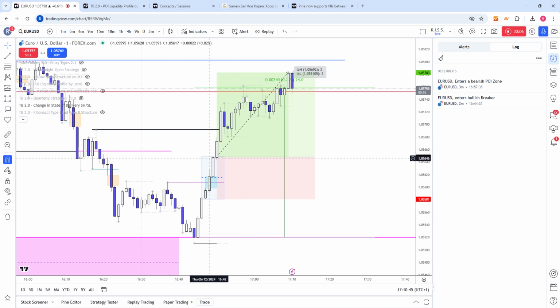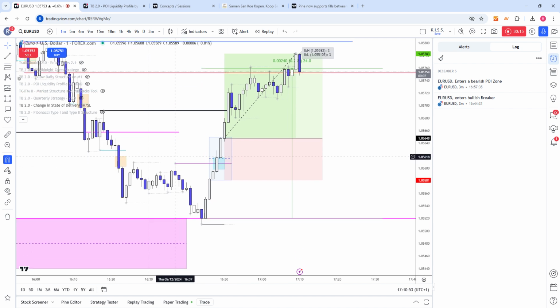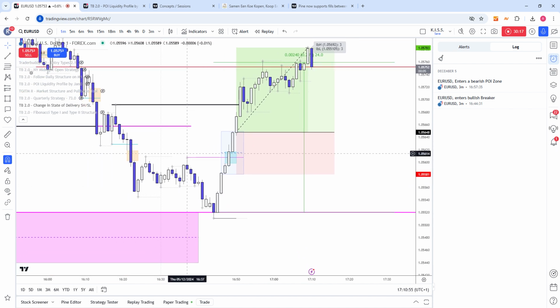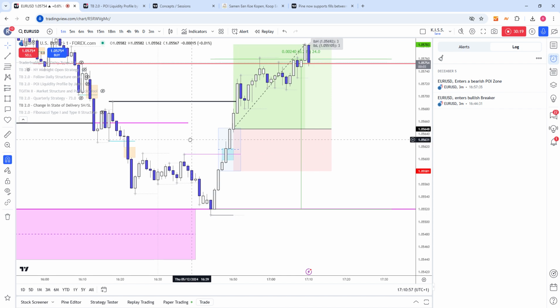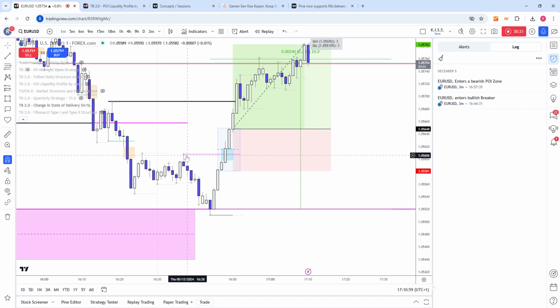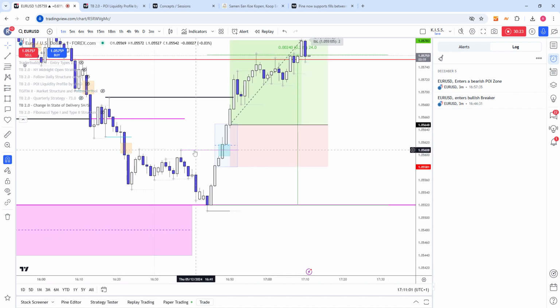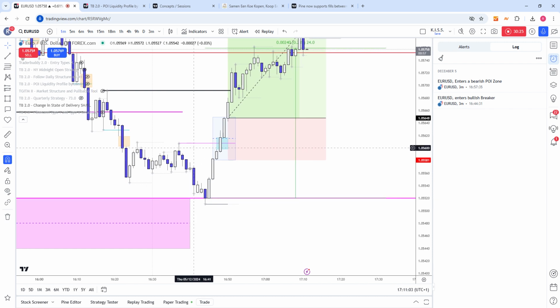And we enter as soon as we have a confirmation of the fair value gap that traded through this swing low. Because this swing high, what's so important about this swing high? Well, the indicator draws it purple for a reason, because this was our last swing low, or at least our lowest swing low in the move down, and it was taken out by that swing high.